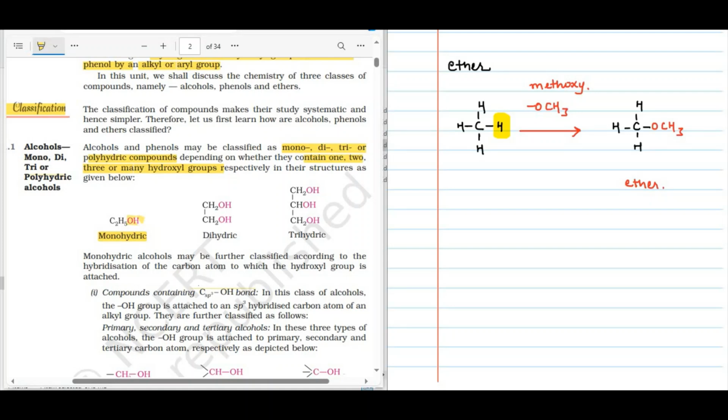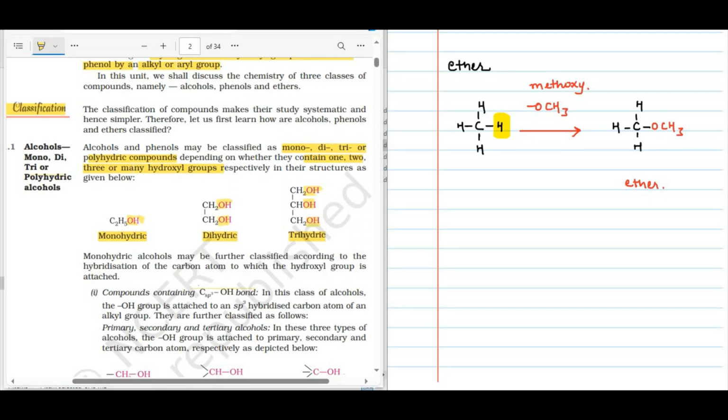Now come to the second example. As it contains two OH groups, it is called dihydric alcohol. Similarly, the third compound, as it contains 3 OH groups, is classified as trihydric alcohol.